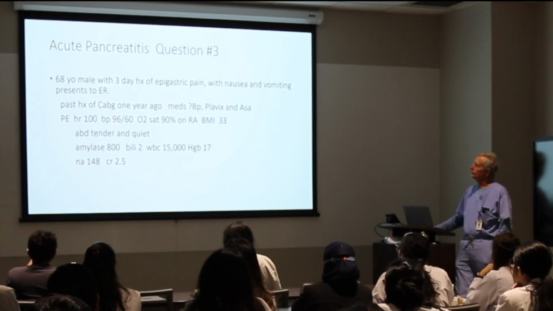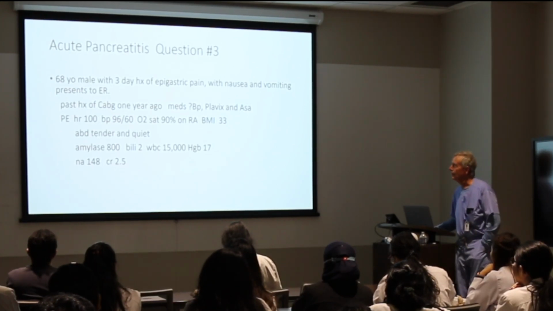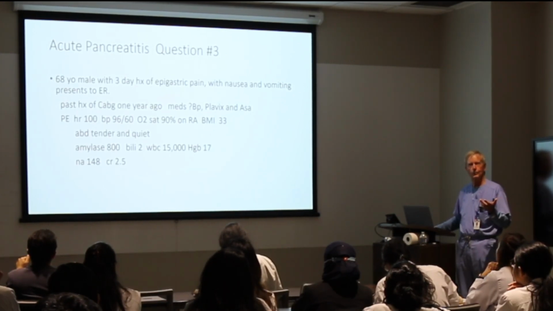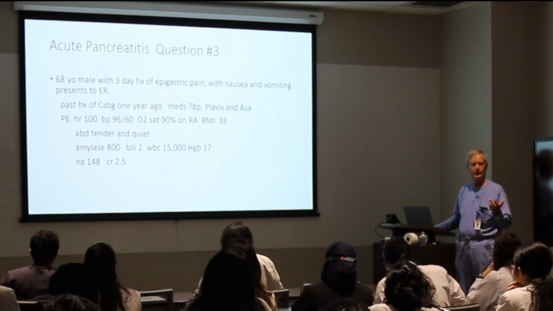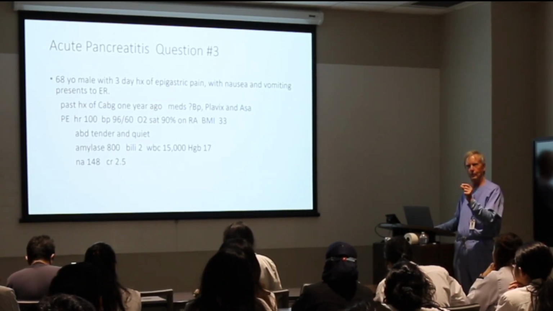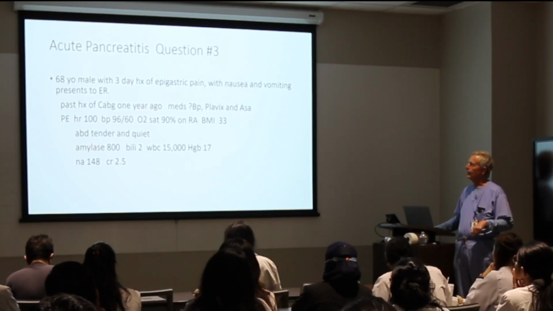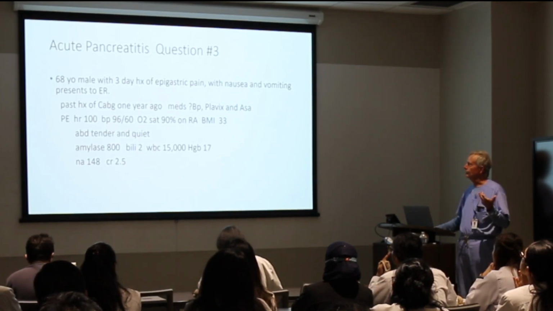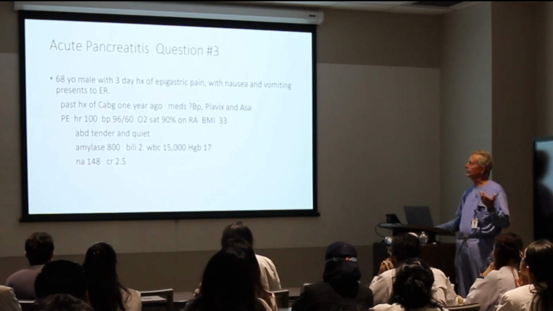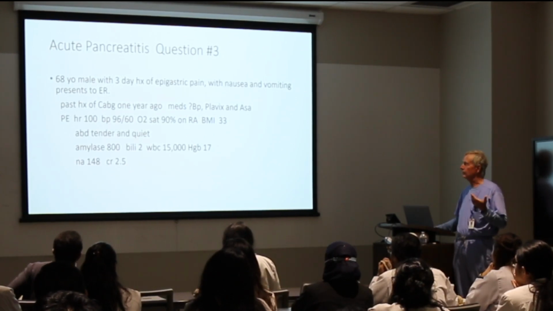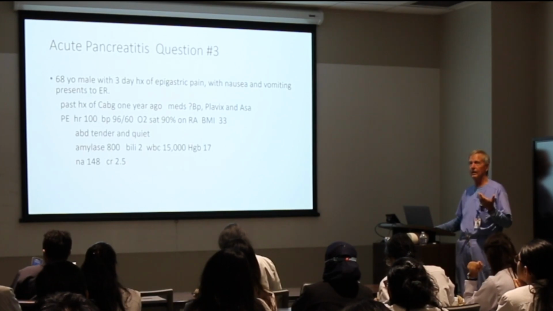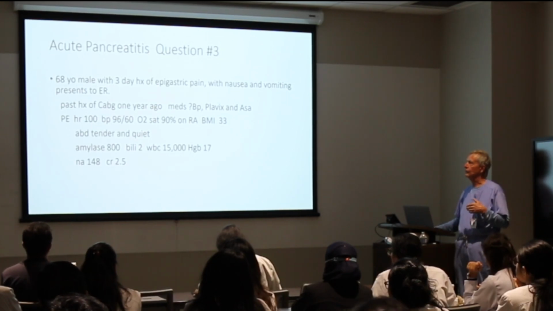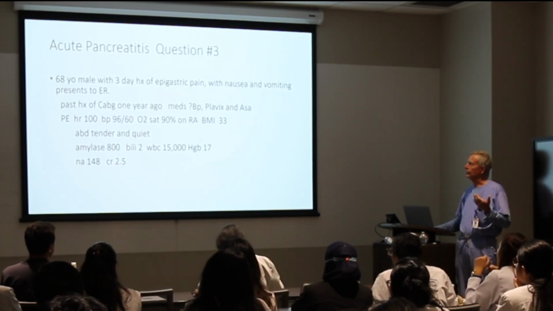This is my question, which is more ambiguous. And one of the things we talk about when you're taking your test is why do they put these things in the question? You always ask yourself, what's the question, and why is this in there? So a 68-year-old male with nausea, vomiting, pain, past history of a CABG, takes Plavix and aspirin. He comes in a little bit desaturated, heart rate's up, BMI is 33, and routine stuff there, except for the sodium, 148, creatinine 2.5.